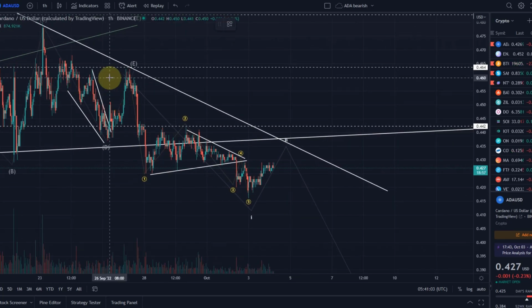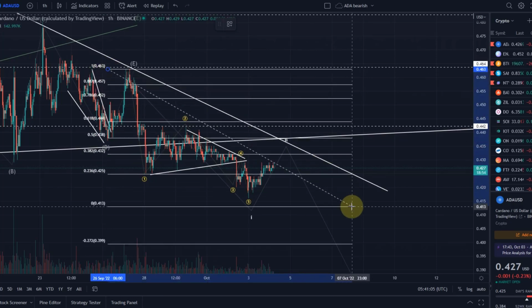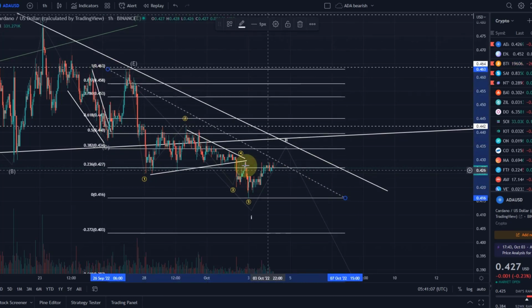We looked at possible retracement levels yesterday, and we already reached the 23.6% FIB level at 42.7 cents. That's exactly where we are now. Again, the price is reacting to FIB levels.